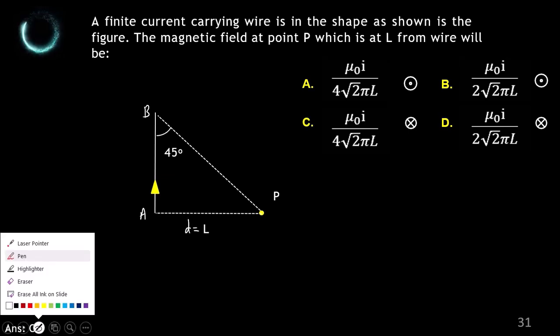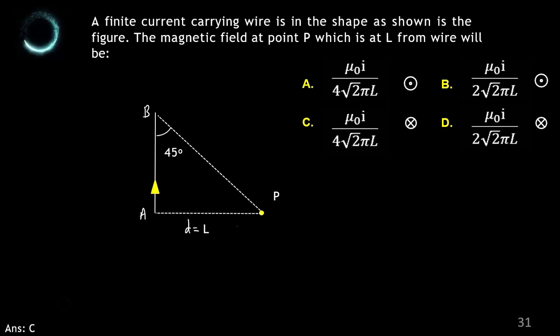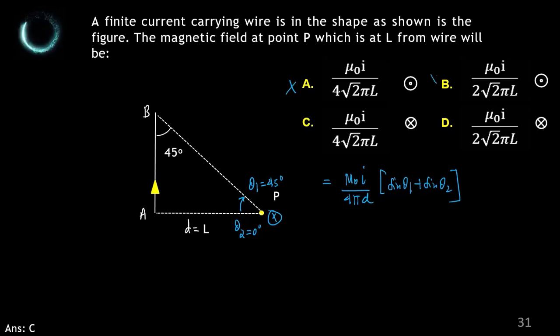Now regarding theta 1 and theta 2, theta 2 is 0 degree and theta 1 is this angle, so that is 45 degree. Using the formula, B at point P is equal to mu naught I by 4 pi d into sine theta 1 plus sine theta 2. Regarding the direction, the direction at point P will be crossed. So options A and B are discarded.